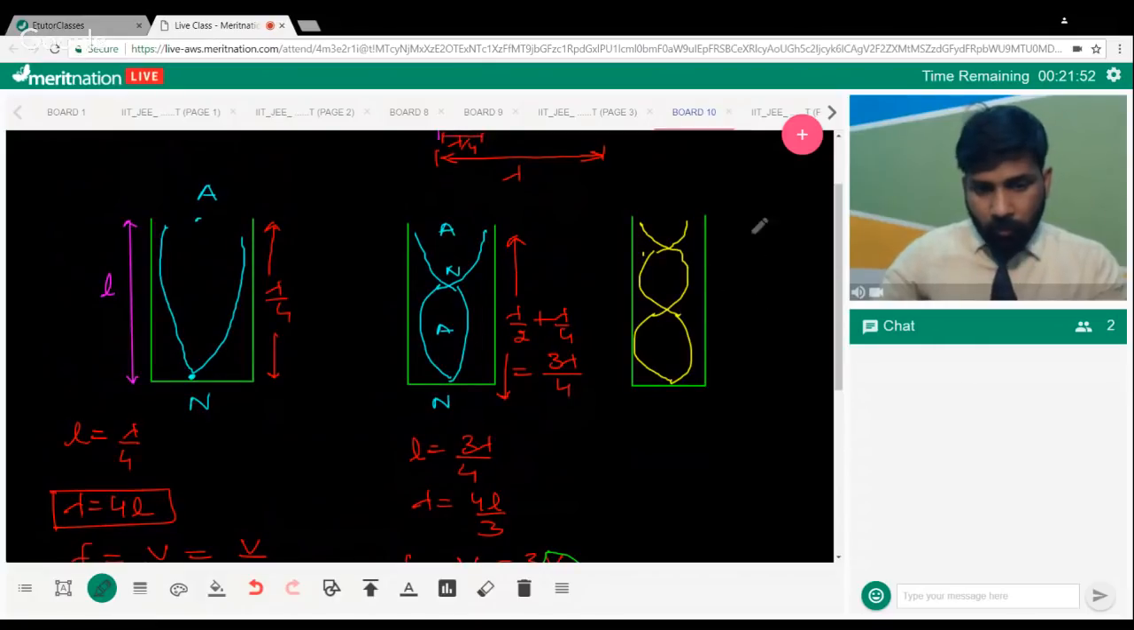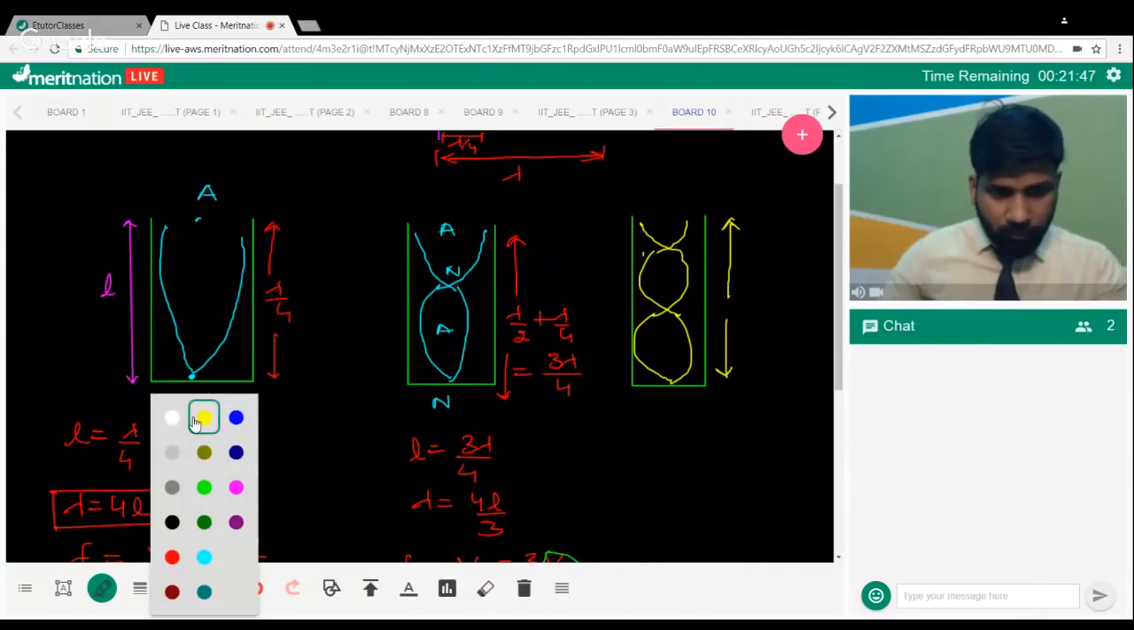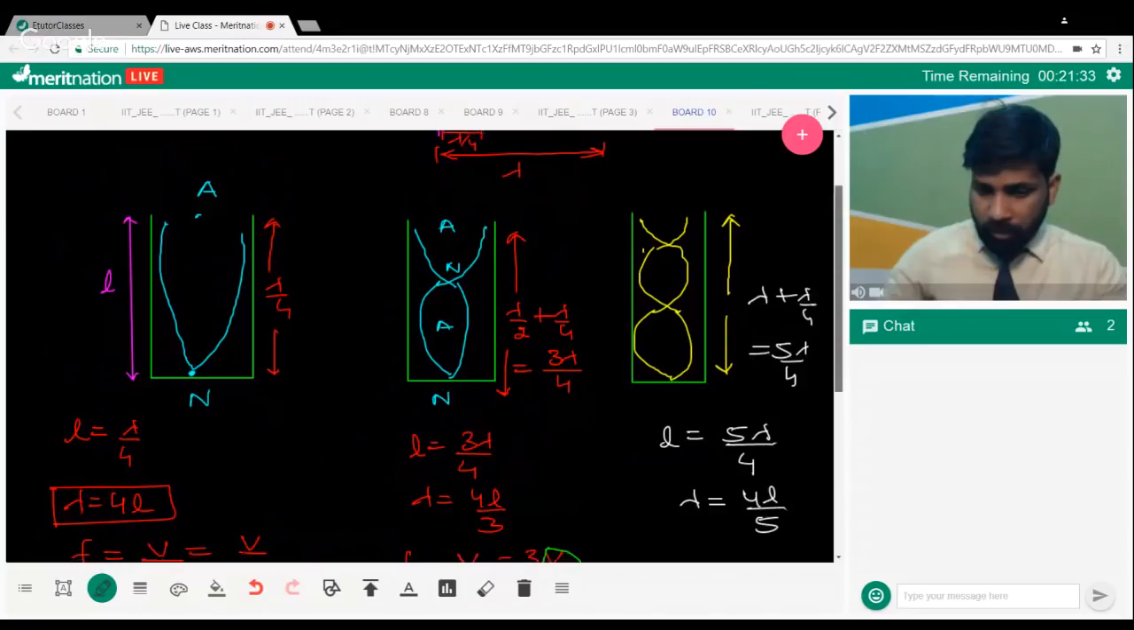Okay, so what would be the total length? Anyone who can tell me? Total length. So see, first of all, lambda plus lambda by 4, it means 5 lambda by 4. So here the length of the tube is what? 5 lambda by 4. So lambda is equal to 4L by 5. This is the value of lambda.